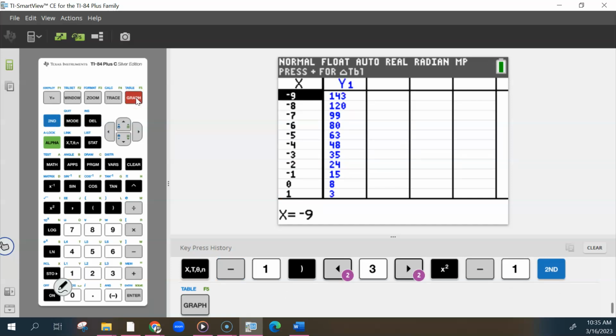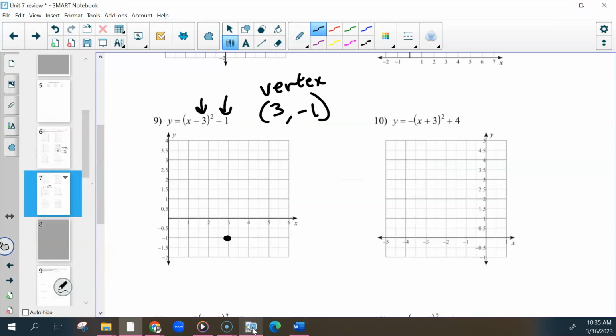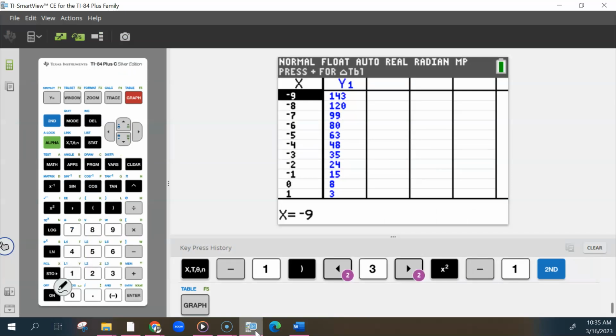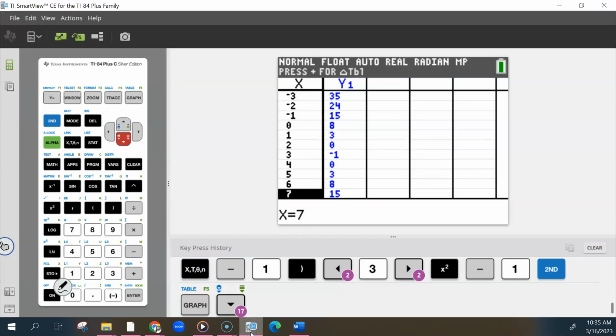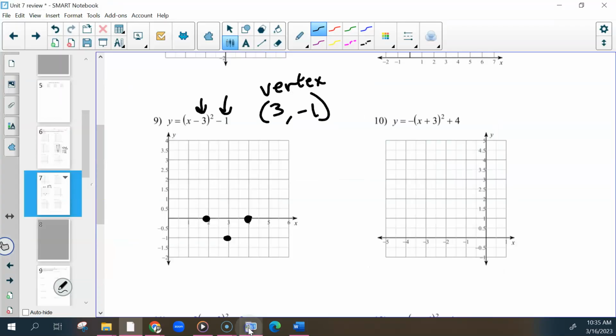We already found the vertex, 3, negative 1, so if I find where that is, then I can plot points around it. So 2, 0, and 4, 0. 1, 3, and 5, 3. And then that's as much that'll fit on this graph.